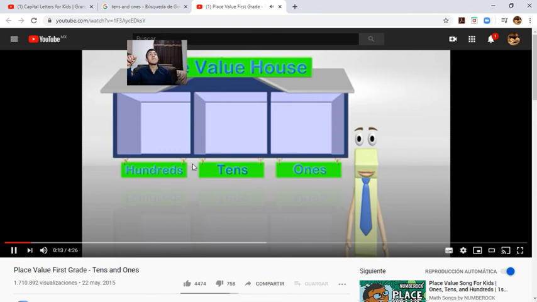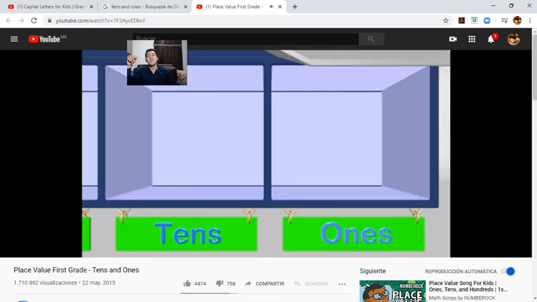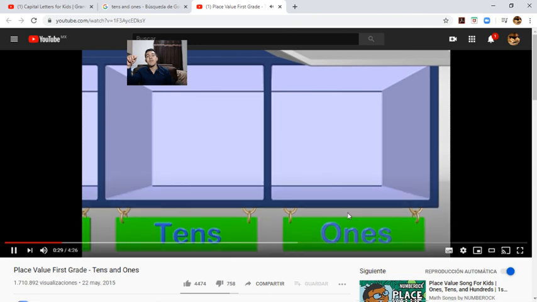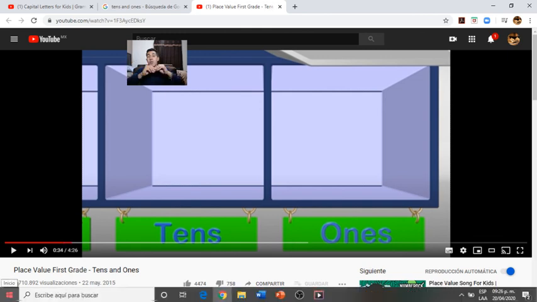Here we have the tens and ones places. There are rules in this house that have to be followed, and one of the rules is that you can only have one digit in each room. A digit is any number from 0 to 9. Let me show you. El número es un dígito que va del 0 hasta el 9. Esos son los dígitos. Entonces vamos a ocupar dígitos.